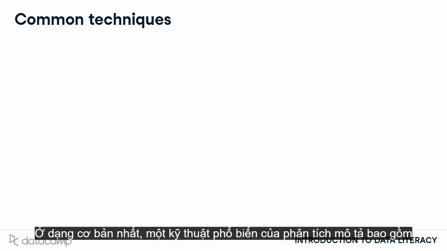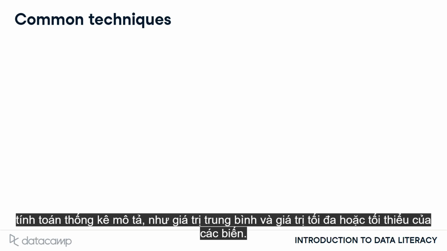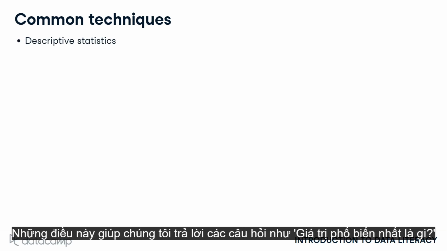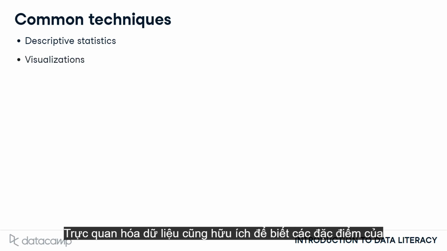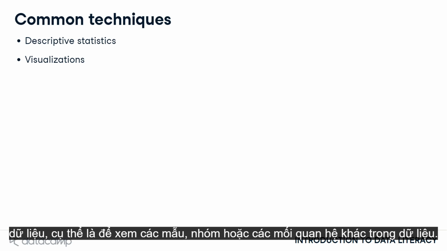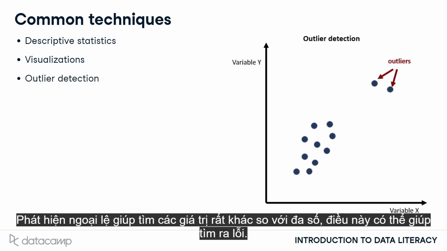In its most basic form, descriptive analytics consists of the calculation of descriptive statistics, like averages and maximum or minimum values of variables. These help us answer questions like, what is the most common value? Or how spread out are the values? Visualizing the data is also helpful to get to know the characteristics of the data, in particular to see patterns, groupings, or other relationships in the data. Outlier detection helps to find values that are very different from the majority, which can help to find errors.